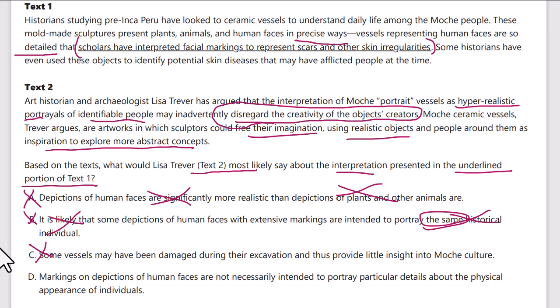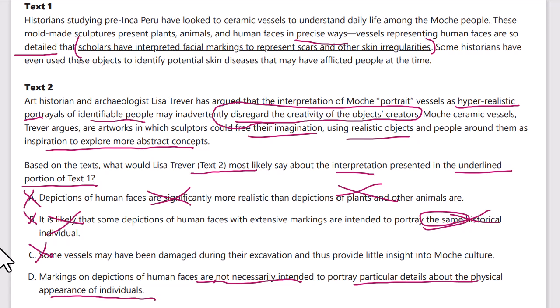Again, the idea is that this hyper-realistic presentation from text 1 underline probably isn't right, according to text 2. D, markings on depictions of human faces are not necessarily intended to portray particular details about the physical appearance. Right, they're not.